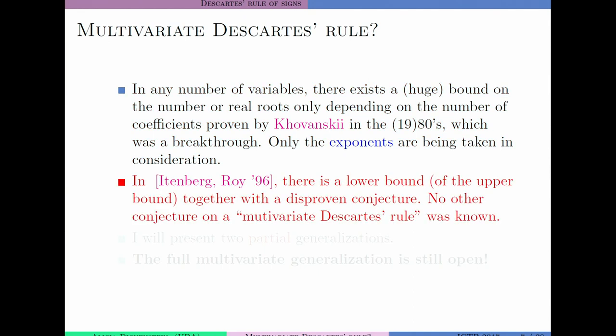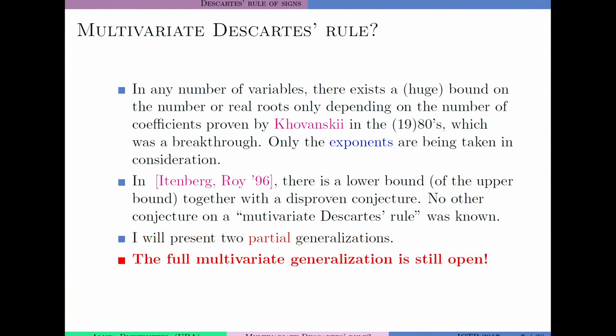And then in 96, it's already 20 years ago, Ilia Itenberg and Marie-Françoise Roy tried to give a conjecture of what should be the Descartes rule. In fact, the conjecture was disproven quickly, but they gave a lower bound of the upper bound. So they constructed systems with that many solutions, so the upper bound should be at least this number. They conjectured it was the upper bound, but it was not. As I said, I will present two partial generalizations, and really the full generalization is open, so you can work on this.